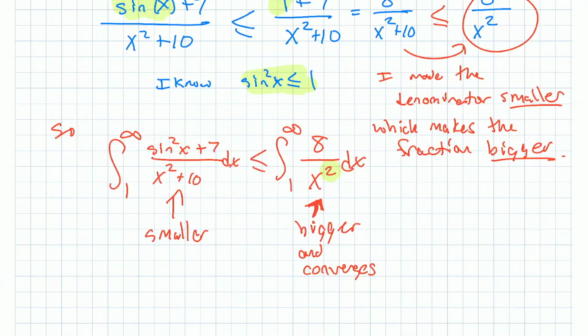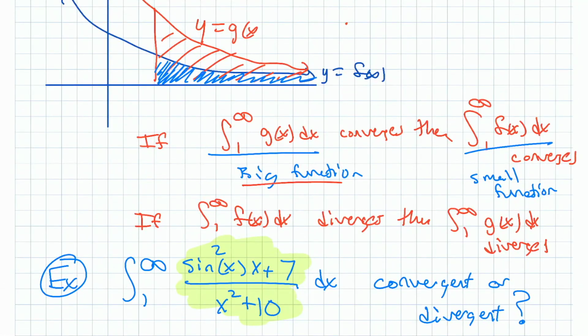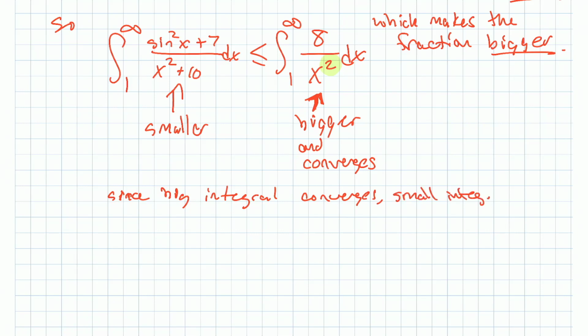Bigger and converges. And then the comparison theorem says that if the big one converges, then the small one converges. So if the bigger one converges, then the smaller one does. Since the big integral converges, the small integral converges. And that's it. That's the comparison test.